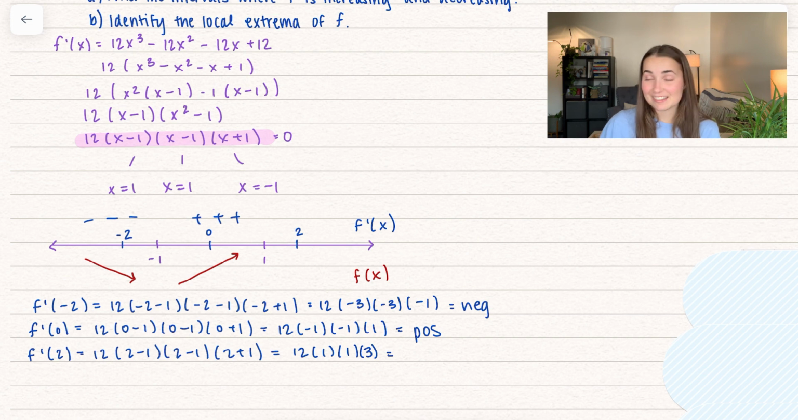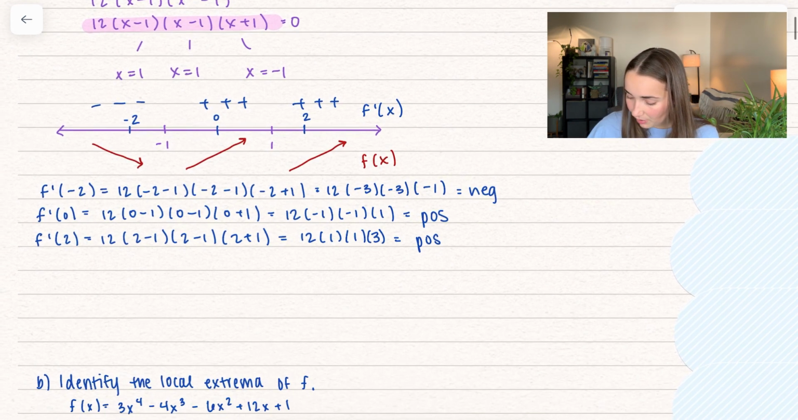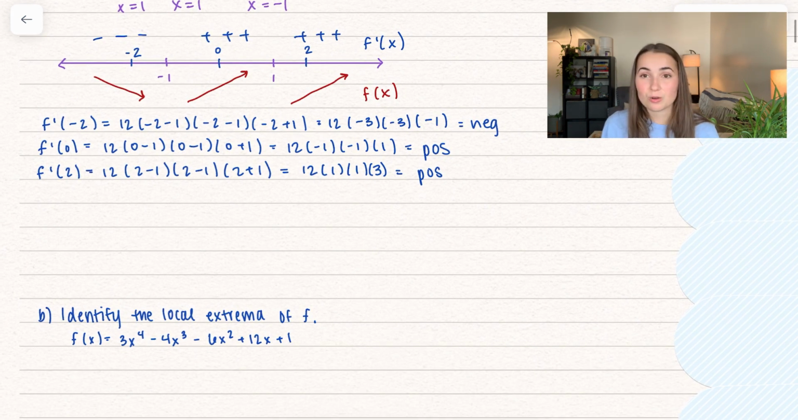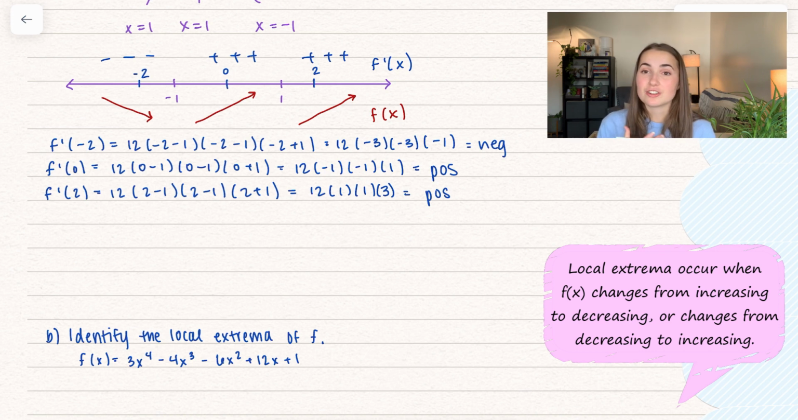Here I have no negative value, so I for sure have a positive value. And now here we have our intervals of increasing and decreasing. So remember, the second part of this is we want to identify the local extrema. The local extrema occur when the function changes from increasing to decreasing or decreasing to increasing.